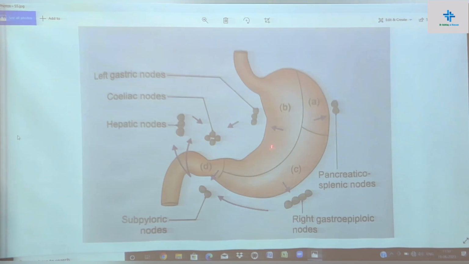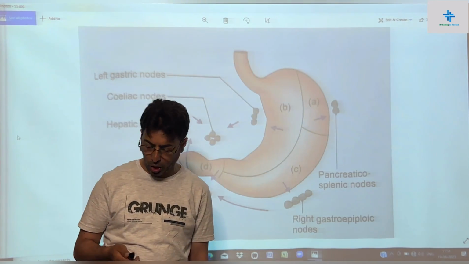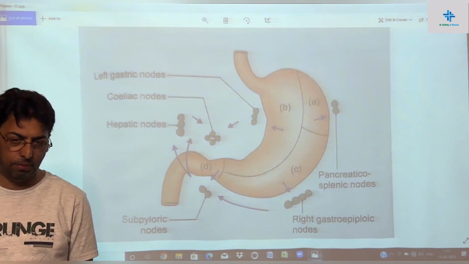And gastric cancer is predominant in certain populations, so this concept of the lymphatic supply and the lymphatic involvement of gastric cancer is important. So this is something about the lymphatic drainage of the stomach, and a question quite frequently asked as a short note as well.